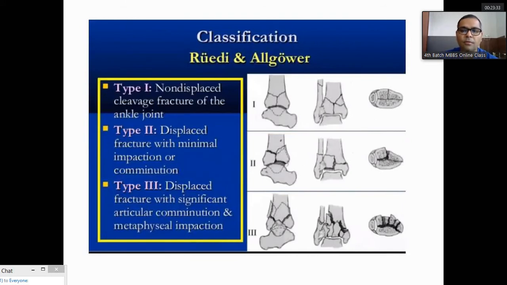Ruedi and Allgower have given a classification of the tibial pylon. Type 1 is non-displaced, just the cleavage fracture, undisplaced like this, without any degree of comminution. Type 2 is displaced, like here, more than 2 mm of displacement, we call it a displaced fracture. And type 3 is grossly comminuted and displaced. Ruedi and Allgower, it's just simple.